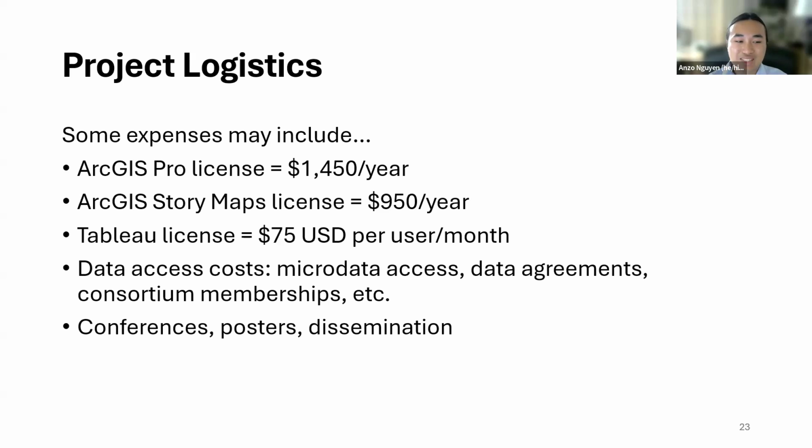expensive. A Tableau license is $75 US per user per month, and that's something that we at the Ottawa Neighbourhood Study have to pay for. There's also data access costs, for example, to access microdata at the Research Data Center by Statistics Canada. Many university institutions like us would have free access to that data, but governments or nonprofits may have to pay to access that data. There are also costs with the data agreements and consortium memberships. And finally, attending conferences, posters, and dissemination was also included in our project costs.